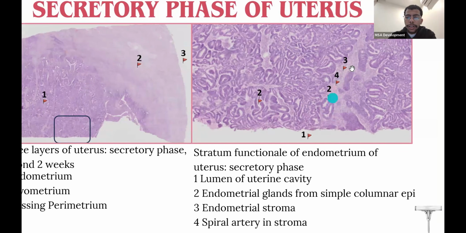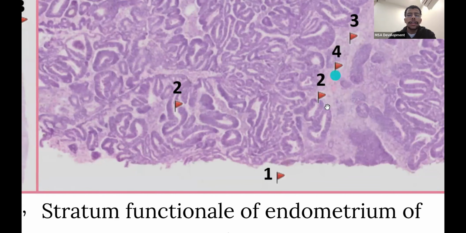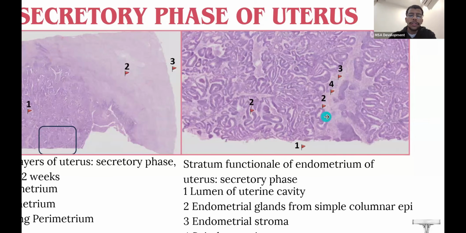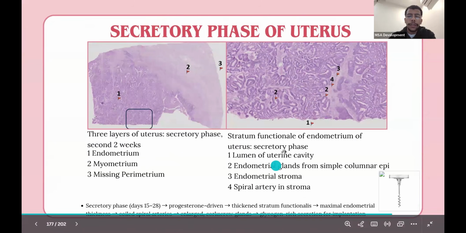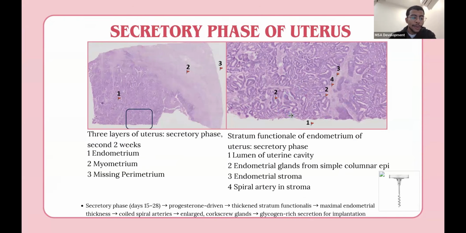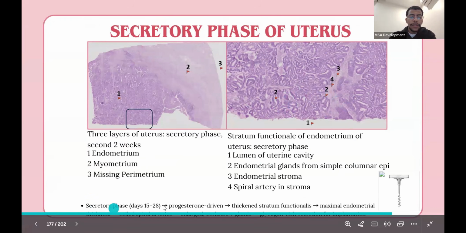And 4, the arteries in a secretory phase become spiral. I'm not sure how you can identify it in a histo slide, but I want you to keep that at the back of your mind. It's spiral. And in the slides, they mentioned that this has a corkscrew appearance. I don't know what they mean by that, but you have to know it. We'll also pause the video and read this at the bottom and make sure you understand it well.